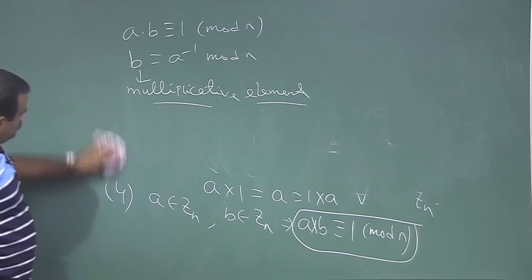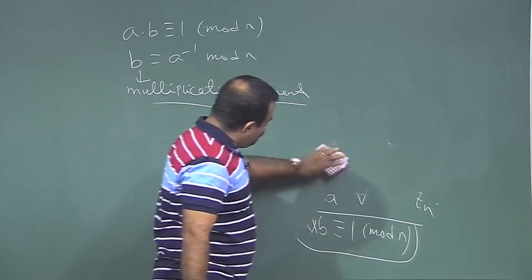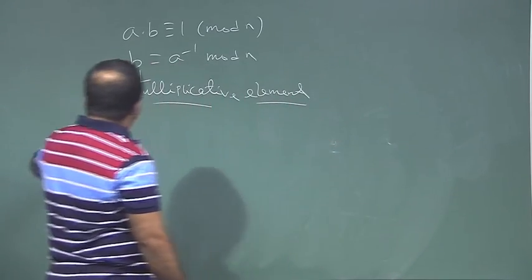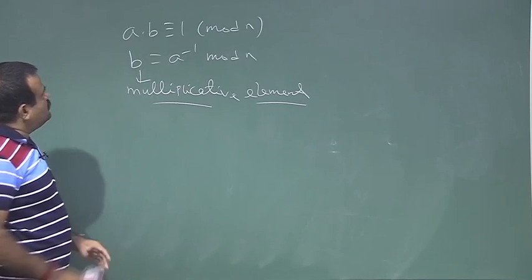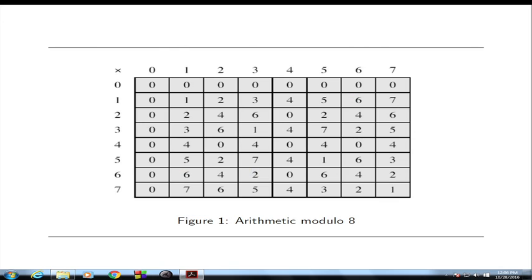And so, A B mod n means A into B is congruent to 1 mod n. So, let us look at this table. Here, 1 serves as the multiplicative identity element, because if you multiply 1 with any other element, it gives us that element. So, 1 into 3 is basically 3, 1 into 5 is basically 5. So, 1 serves as the identity element of this group under multiplication.